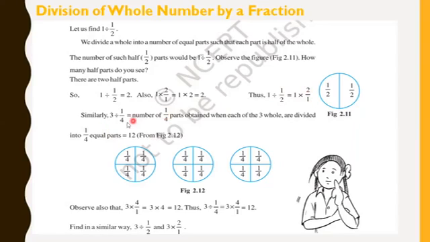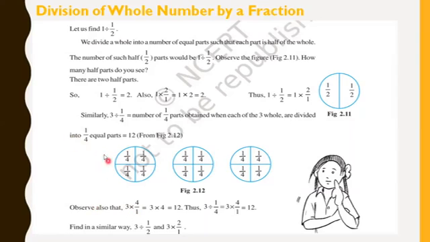Similarly, we will see one more example, 3 divided by 1 by 4. The numerator is the number of 1 by 4 parts obtained when each of the 3 wholes is divided into 1 by 4 equal parts. Now here in figure 2.12, this is the diagram. Here they have taken 3, and given 3 divided by 1 by 4. This is 1, this is 1 and this is 1. These 3 are each divided into 1 by 4, so in each we will get 4.